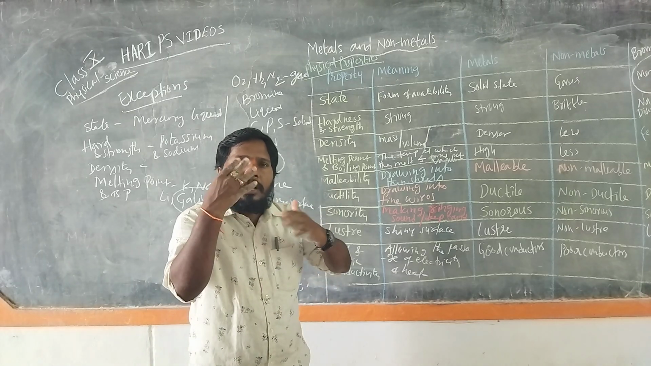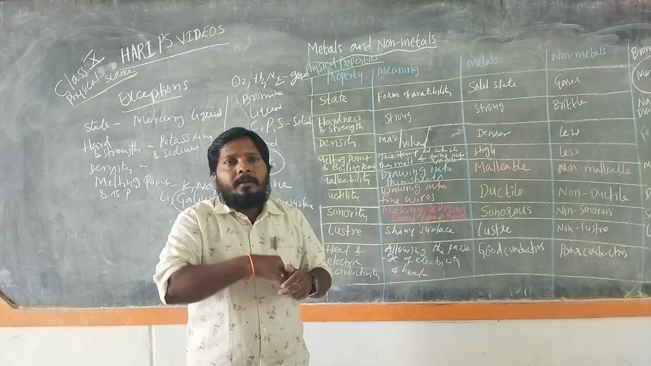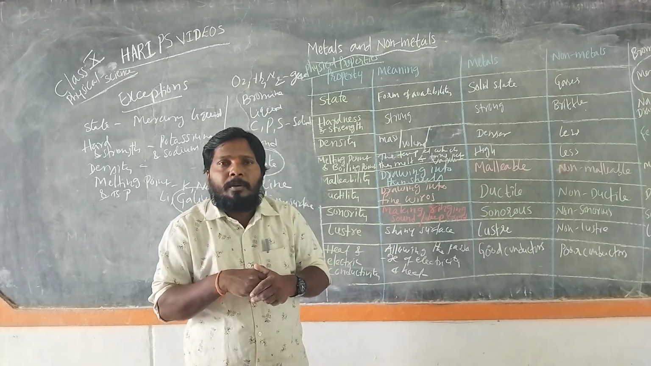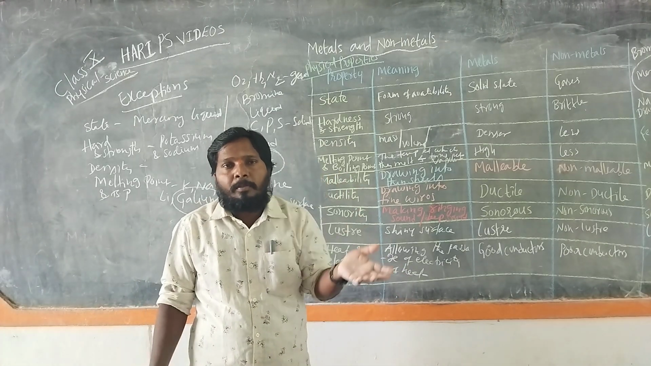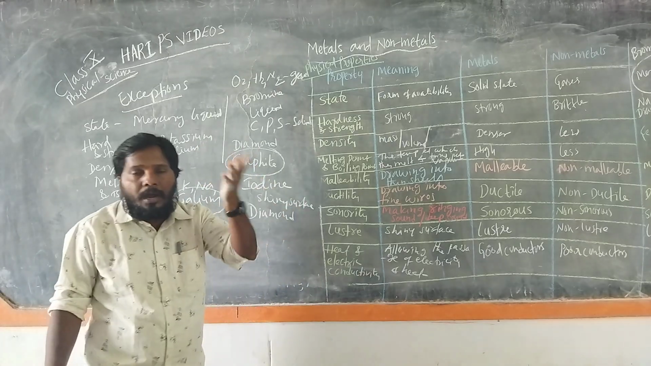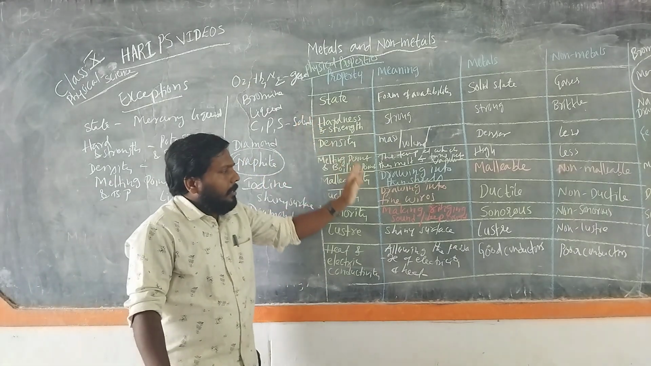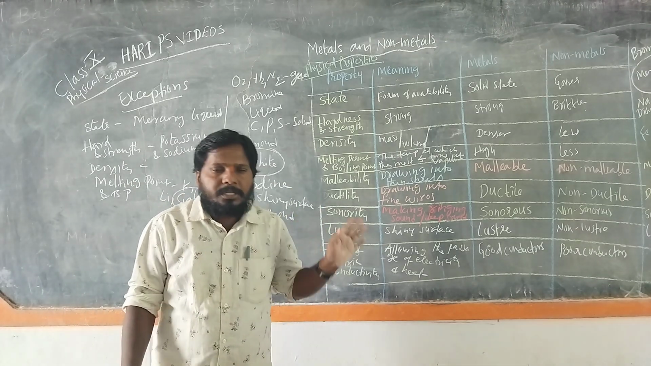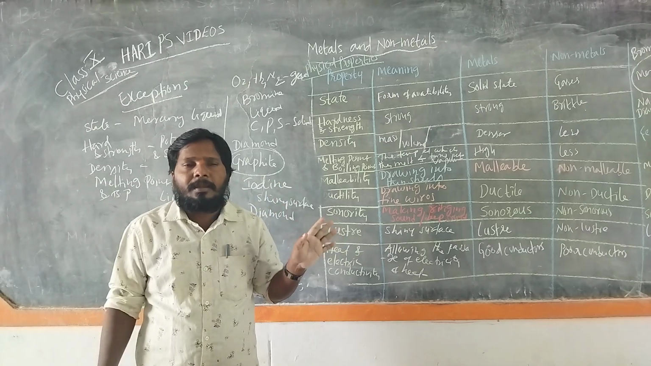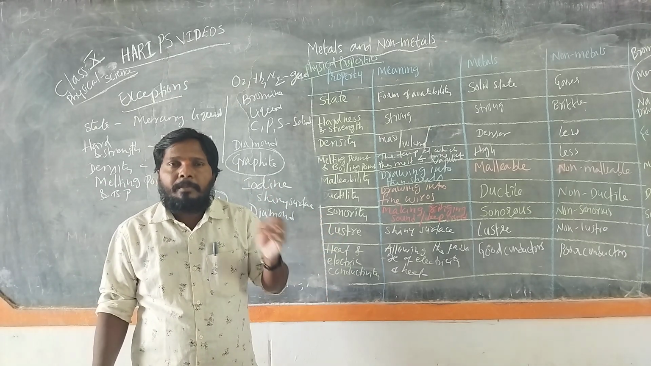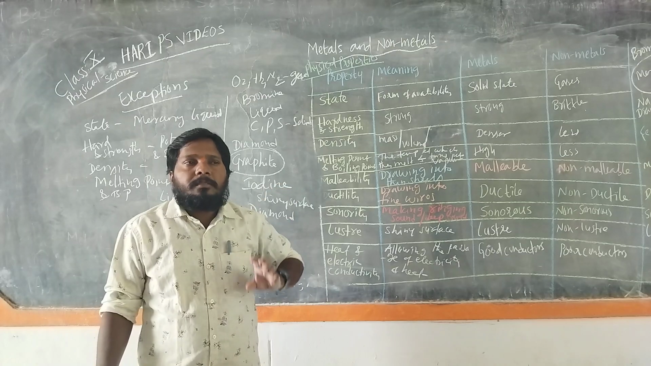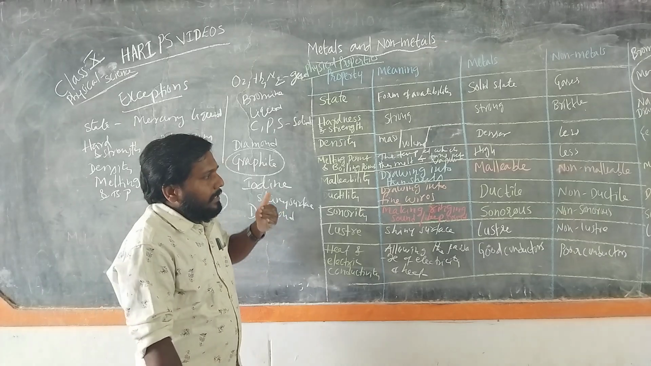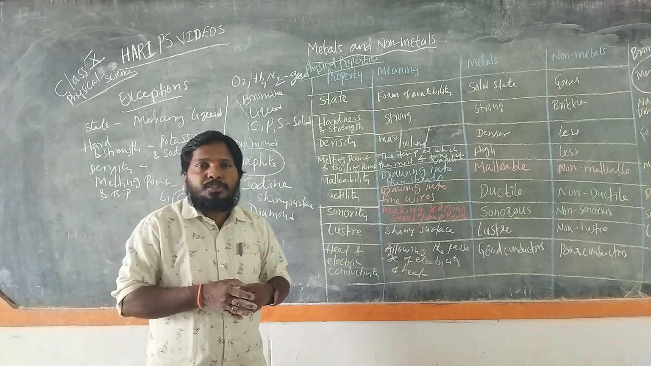Which are highly malleable, which are highly ductile, which are more sonorous, which have high density, low density, high melting point, low melting point. Maybe you have to remember some of the examples. But the physical properties are very easy to understand, so don't bother much about the physical and chemical properties of metals and non-metals, because they are easily understood. That's why I did not explain much according to the textbook.